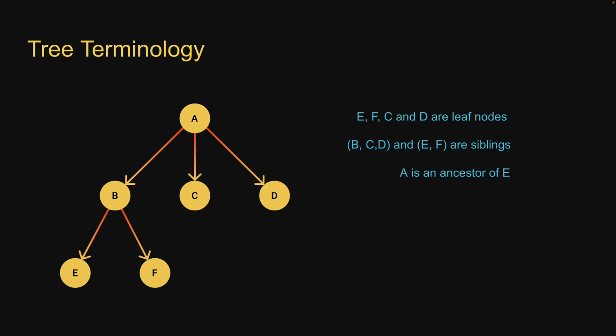Another useful term is path, which is the sequence of nodes and edges from one node to another. Path from A to E is A to B to E. Along similar lines, we have distance, which is the number of edges along the shortest path between two nodes. Distance between A and E is 2.